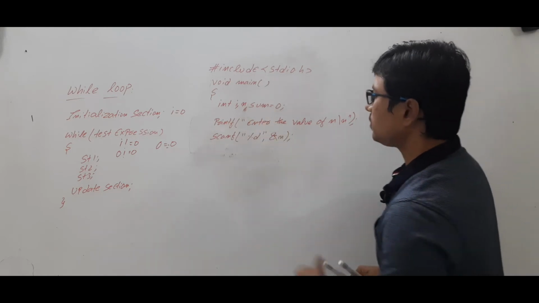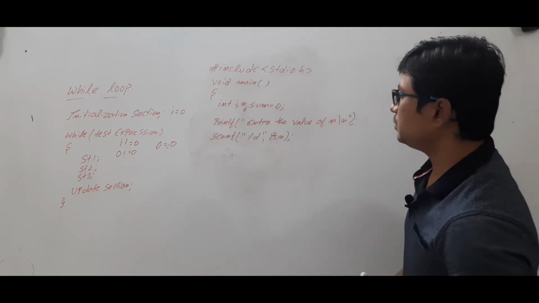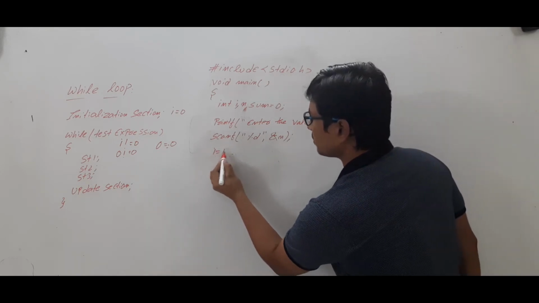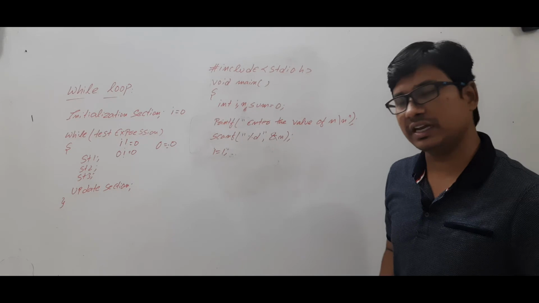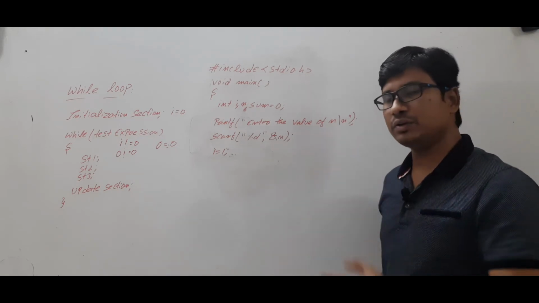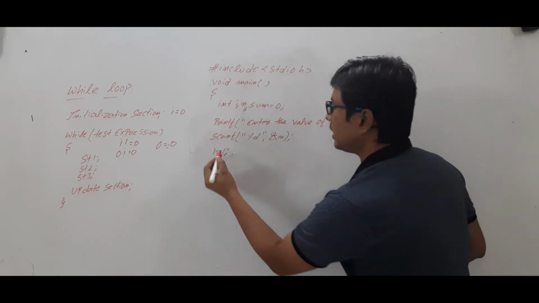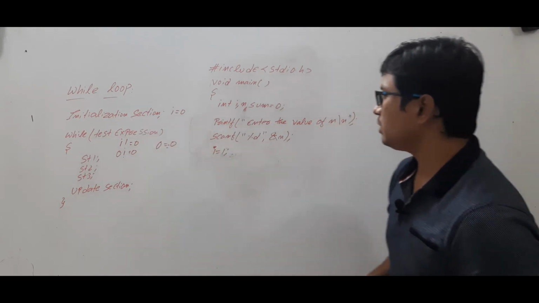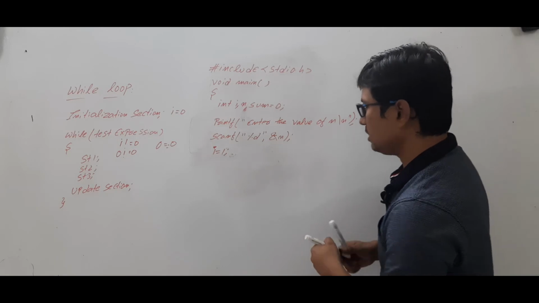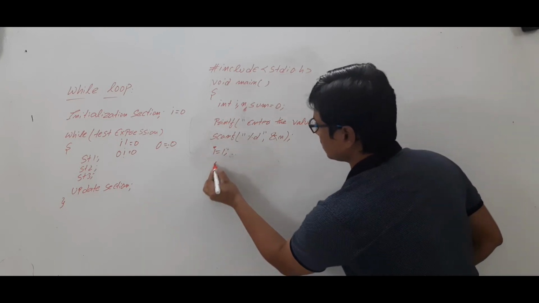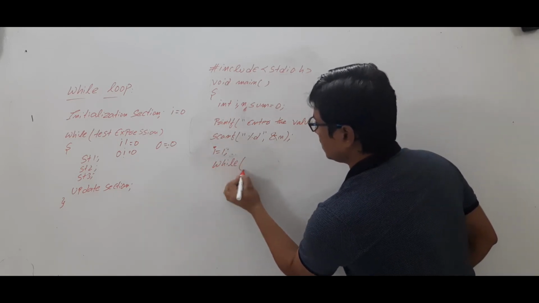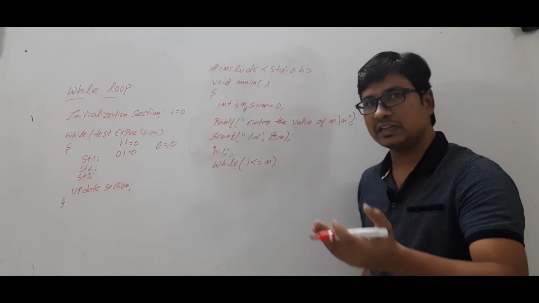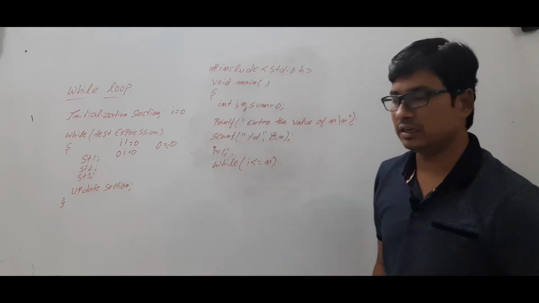Now you need to initialize the i value: i is equal to 1, because you want to compute the sum of first n natural numbers, so from 1 to n you need to do. That's why I have done the initialization section, i is equal to 1. Now tell me what is my test expression. My test expression is while i less than or equal to n. If i is greater than n, I need to come out of this while loop.